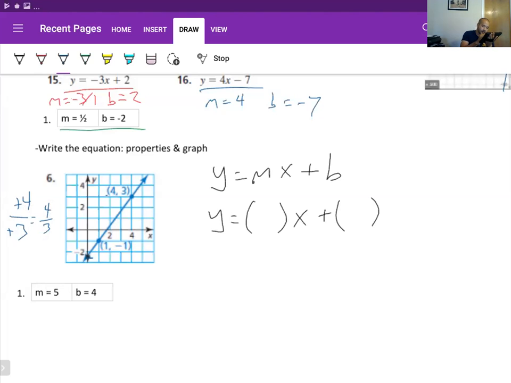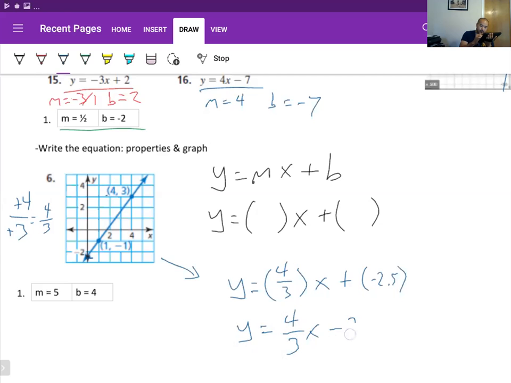So for number 6 here, y equals mx plus b. So what am I filling in on the inside? 4 over 3 goes here, and then negative 2.5 goes here. So your answer is y equals 4/3 x minus 2.5. Ta-da.